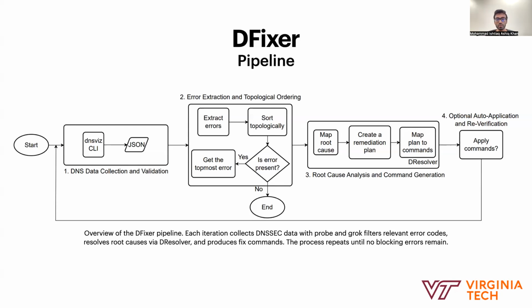Then we get the topmost error, we map it to the root cause, and then we create a remediation plan to fix that error, and we map that plan to commands as well. That module is called the resolver. And then finally, step 4, which is an optional auto application mode: DFixer can automatically apply those commands in your environment and then go back to step 1 until all the errors are fixed. So this is an iterative remediation process, and it repeats until no blocking errors remain.